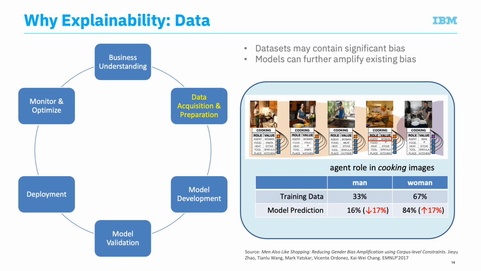The need for explainability is mainly related to the quality of data. A specific quality problem of increasing concern is data bias. As we all know, datasets may contain significant bias. But to make it worse, models can further amplify existing bias. For example, in a 2017 EMNLP paper, the authors have shown that while the original training data is biased, in the sense that only one-third of the agent role in cooking images are men, the trained model performed even worse. It predicts only 16% of the agent role in cooking images are men.